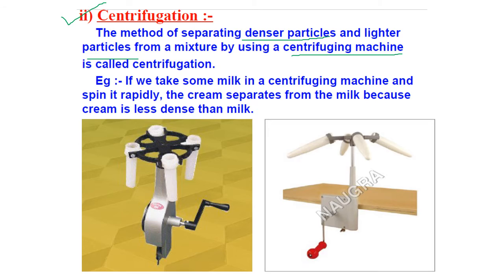For example, we can take some milk in a centrifuging machine which spins rapidly, rotating very vigorously, very fast, and the cream can be separated from the milk because the cream is less dense than the milk. In this way, by the centrifugation process, we can separate the denser particles from the lighter particles.